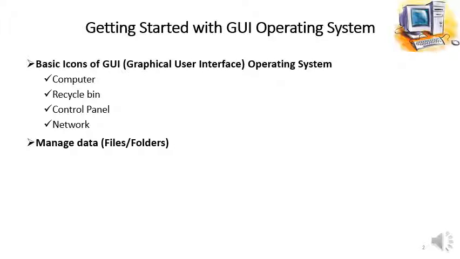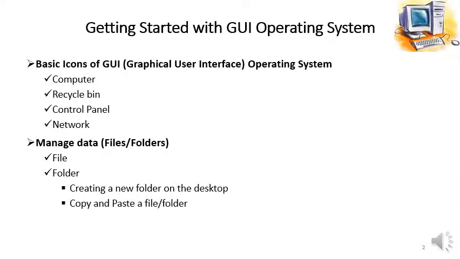Then we will see how we can manage data files and folders by using the GUI operating system, and we will see what is meant by a file and what is a folder and what is the difference between file and folder. Further, we'll also see some of the functions performed with the folders, like creating a new folder, copy paste a file and folder, cut paste file and folder, and how we can delete a file or folder by using the GUI operating system.